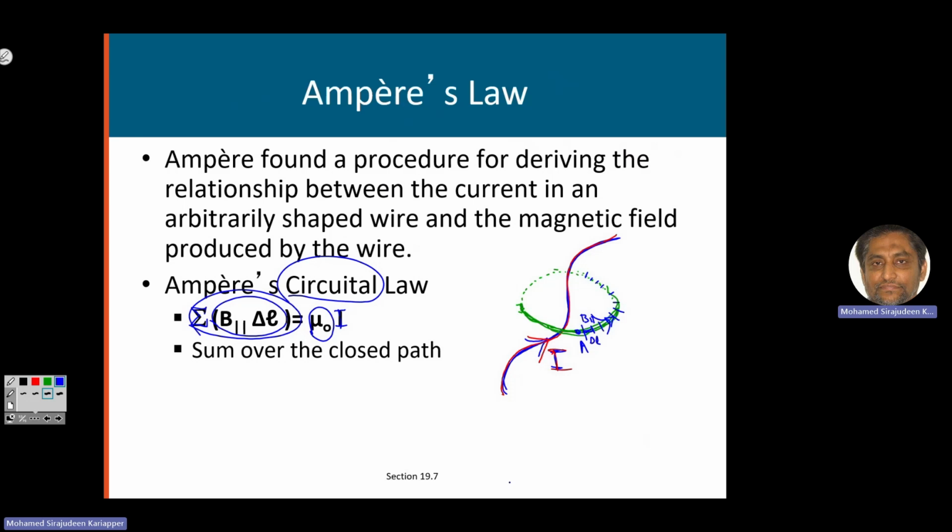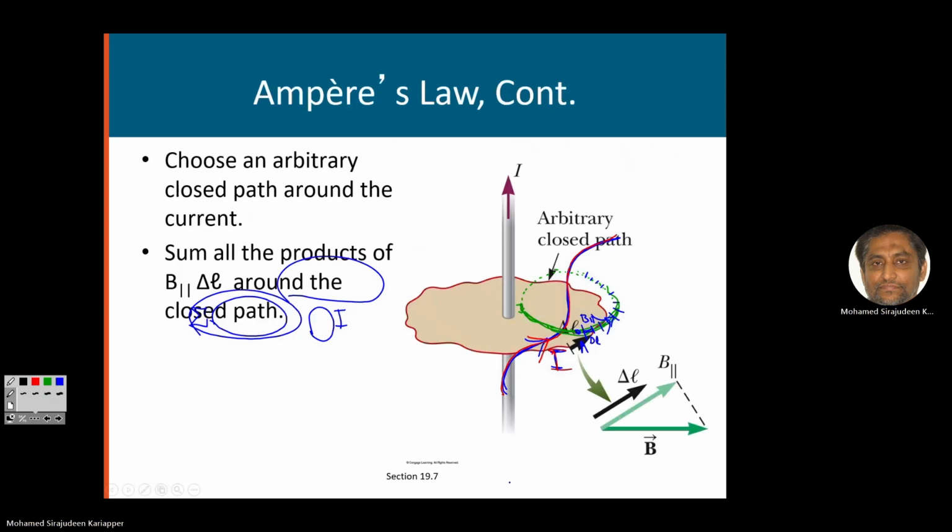Can you go around the path clockwise? Yes, you can do it, but then the current will be negative if it is up, and positive if it is down. So you have to correspond it with how you are traversing the path.